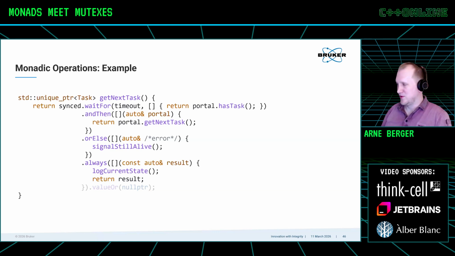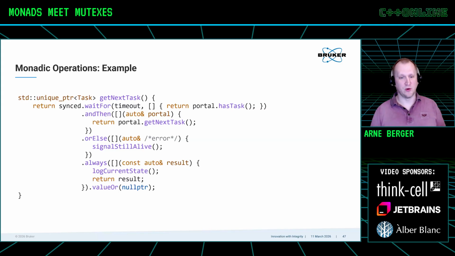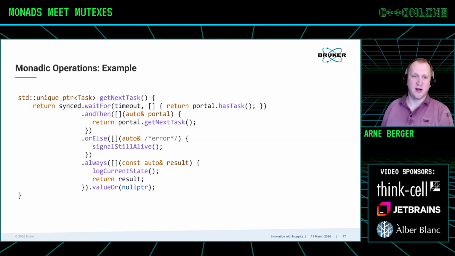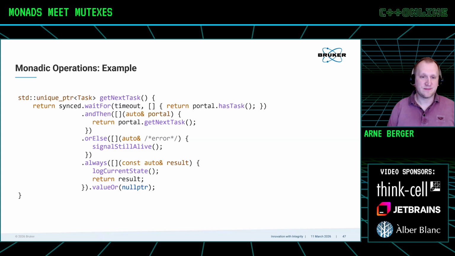Because at the very end, we want to decide, okay, were we in a timeout or not? And if we have a value, return that. Otherwise, return a null pointer. And move on with that. Okay, so that's the design of the class.